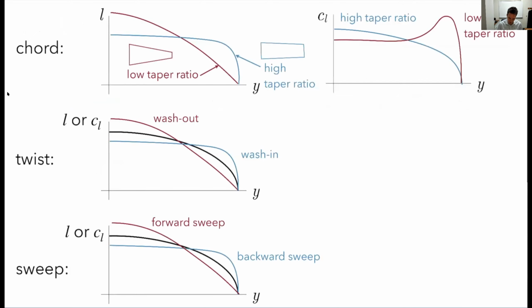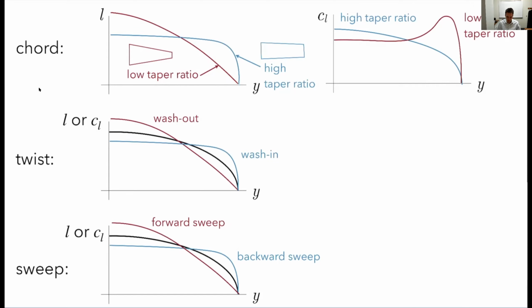This figure is going to explain some of these trade-offs again in the summary here. So first example, let's say I've got more or less an elliptic, or sorry, we're going to look at each of these separately. Chord: if I have a lower taper ratio, meaning I've got bigger chords at the root towards smaller chords at the tip, I'm going to get more lift inboard and less lift outboard, because I've got the bigger chords.